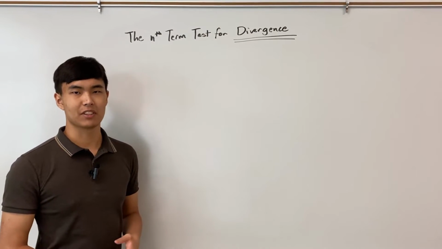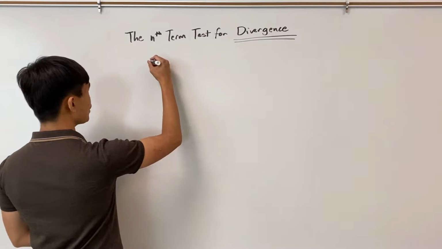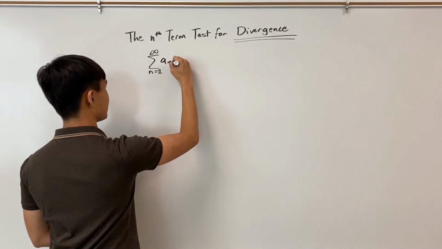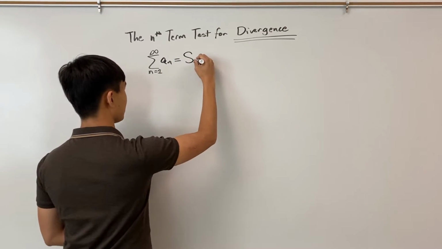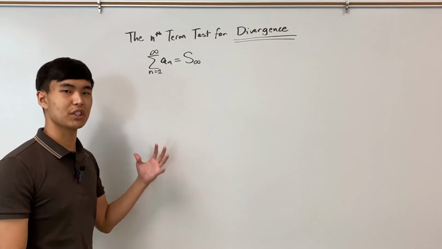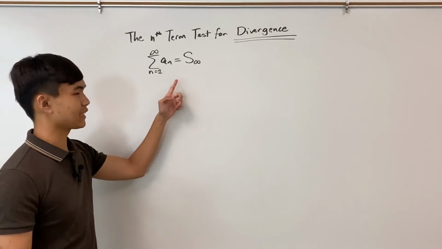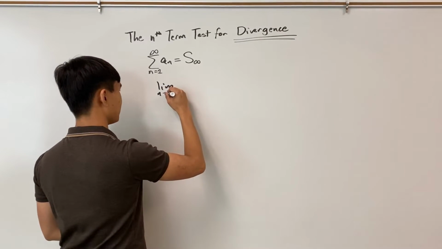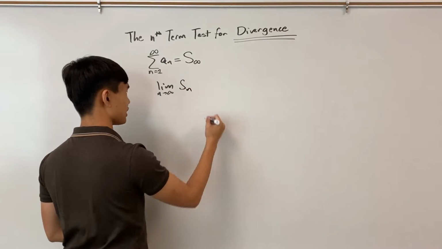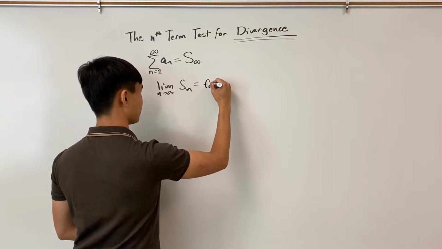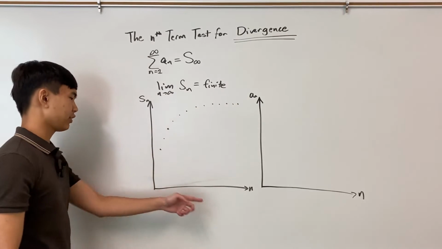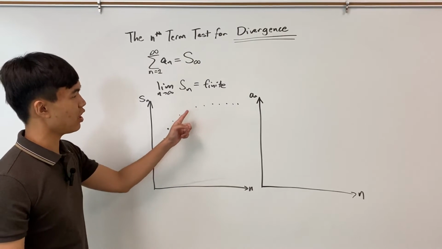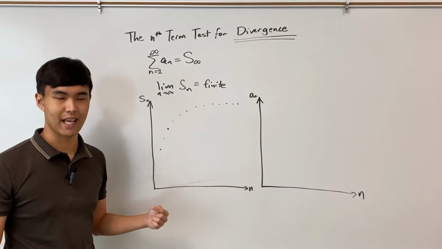Now we're going to talk about our first test for divergence, called the nth term test. Imagine you have a series of infinite terms following some sequence A. Let's assume this is convergent. Remember back to the beginning of the video when we defined convergence. If this is convergent, then the limit as n goes to infinity of the nth partial sum is finite. So the graph of s sub n as we increase n would look something like this, where it tapers off towards some value as n goes to infinity.